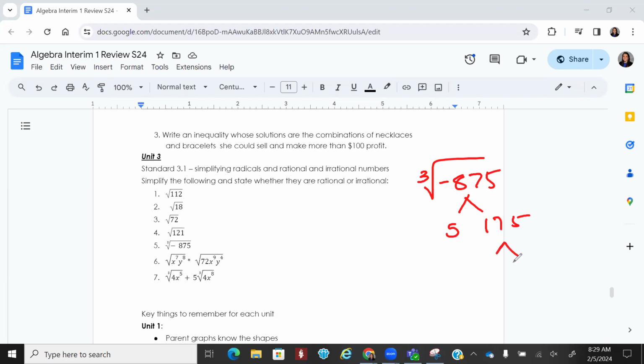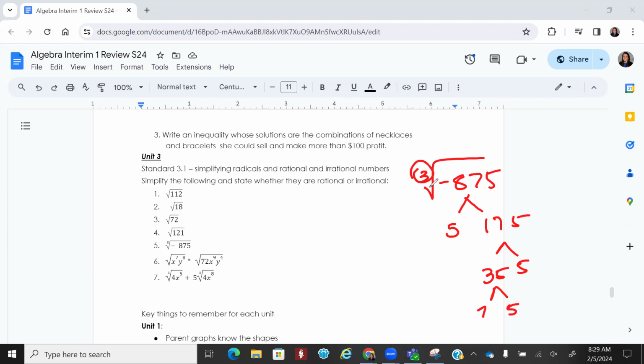Okay, and 175 can be divided by 5, and that'll give me 35. Say again? It is negative. We're going to address that in just a second. Then we got 35 underneath here, and so that's going to be broken down to 7 and 5.